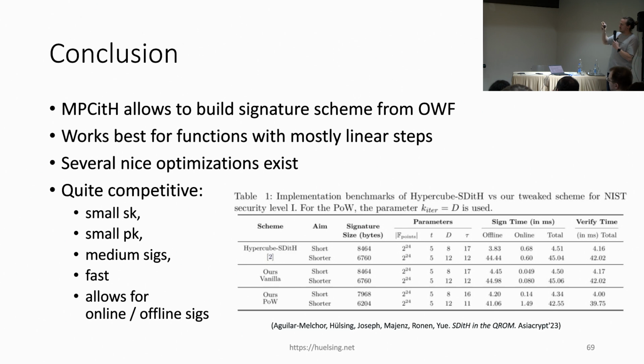And so this is really nice because it allows you in theory to build a signature scheme from any one-way function. The question is just how efficient it gets. It works best for functions which are mostly linear, because as we've seen, linear steps are cheap. You can do these locally, you don't need any additional secret sharings. There's a bunch of nice optimizations, and I'm pretty sure there are more. For example, there's recent work which says you can also do this with threshold secret sharing, and then you get a bit better soundness, and that translates again into smaller signatures.